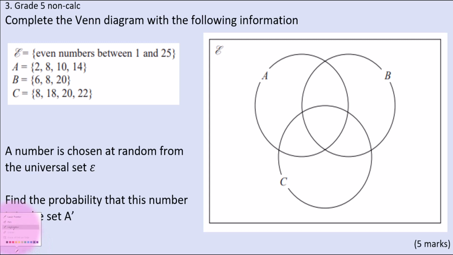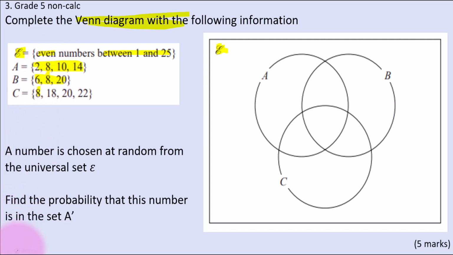Right, this is a grade 5 Venn diagram. Very easy if you just apply it. So this is an element of all the numbers, and that means all the numbers between 1 and 25 belong in this group. So even numbers between 1 and 25 belong in this group. And the numbers here will belong in A. This, of course, is in B. But if you look at this 8, that's in A and B. And so is C, and so forth.